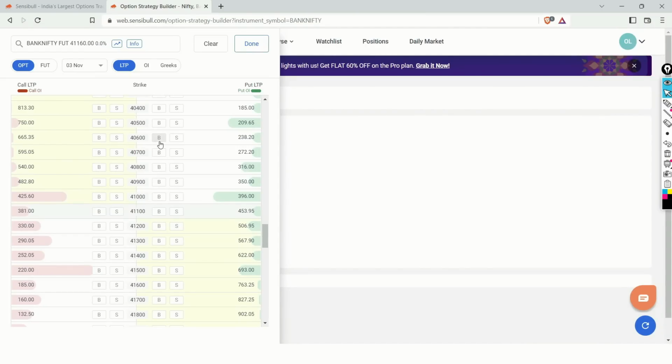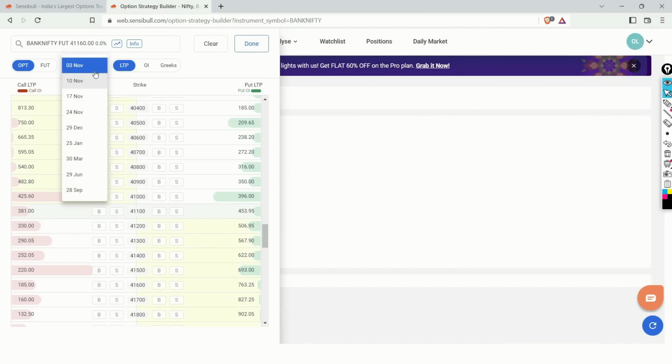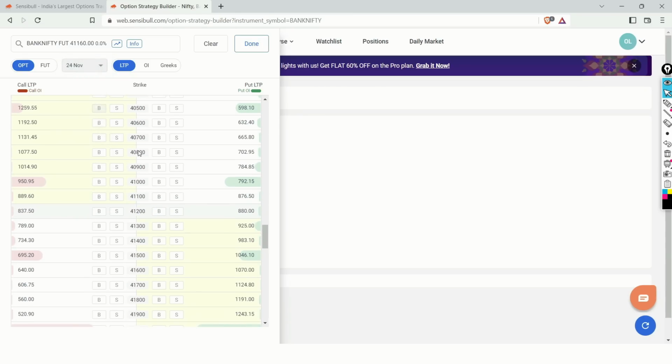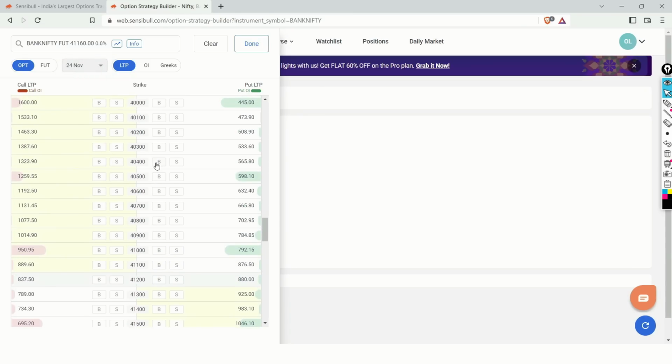Let us assume that you feel that the market is slightly bullish and you end up taking a bullish ratio spread. So here I have opened strategy builder on Sensibull. And how do we create a ratio spread? As we had discussed in the last video, it is always better to go for farther expiry options. So that's the reason we'll be choosing 24th of November.